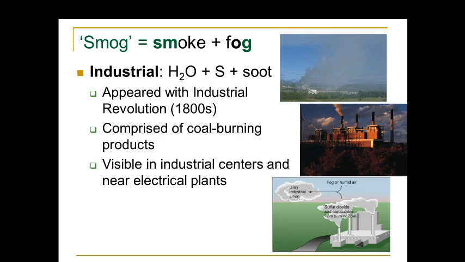If you think about industrial applications, you have water, sulfur, and soot released. It really started appearing with the Industrial Revolution in the 1800s, and really is a byproduct of coal burning processes. It's particularly visible in industrial centers and near electrical plants because they do rely on coal so much more than other places.